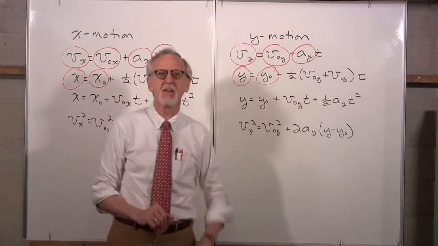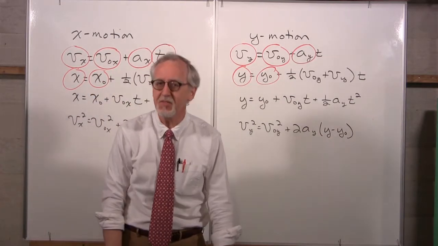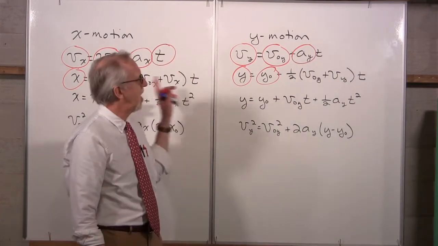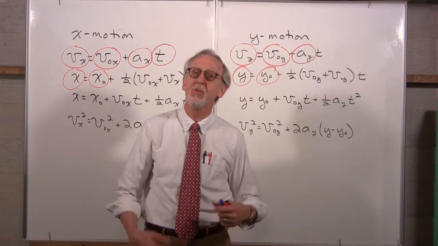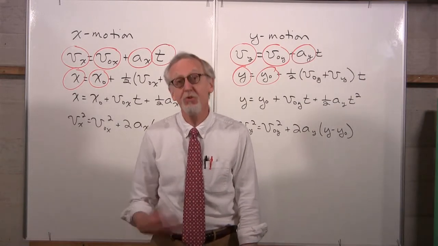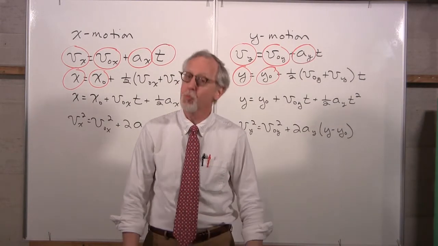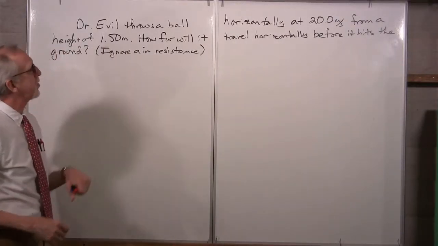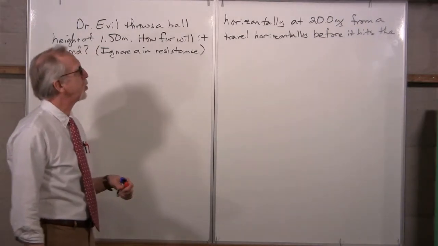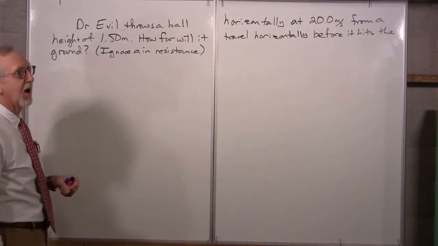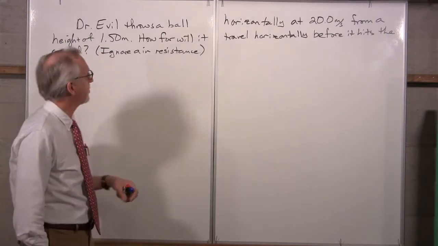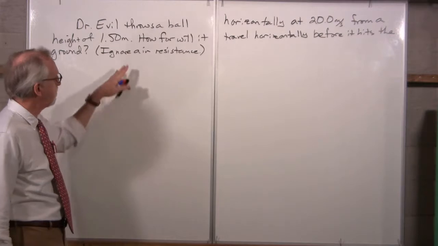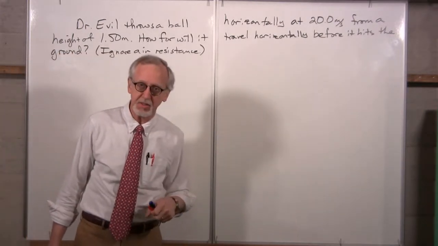All right, excellent. Now, what we're going to do basically for the rest of this lecture, and then also the next one, is look at some examples of applying these equations to different two-dimensional motion problems. Okay, well, let's get started. Here's the problem. Dr. Evil throws a ball horizontally at 20 meters per second from a height of 1.50 meters. How far will it travel horizontally before it hits the ground? And we are to ignore air resistance.